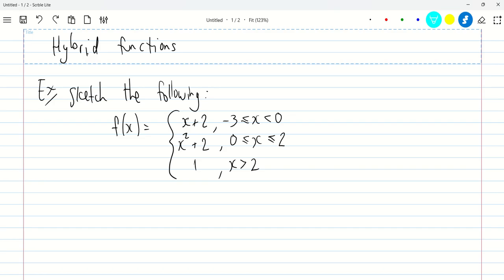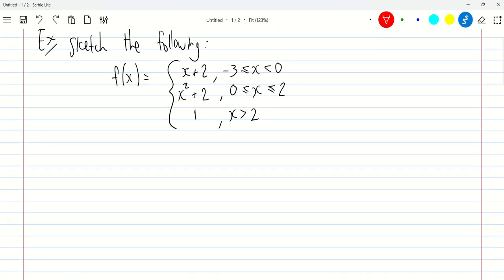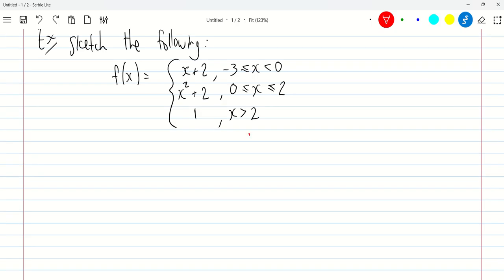This is the only example I'm going to do today. I'm going to do each graph one at a time, just to show you what it looks like. And again, it's pretty rough. I could be doing this with a nice ruler and that sort of thing, but I just want you to get the idea of what's happening in these hybrid functions.